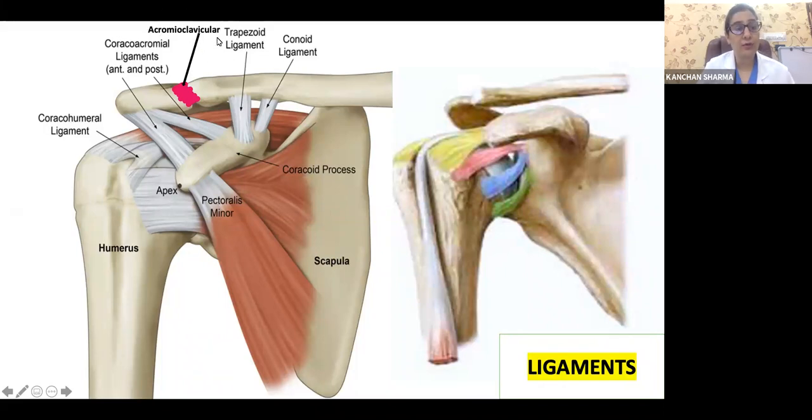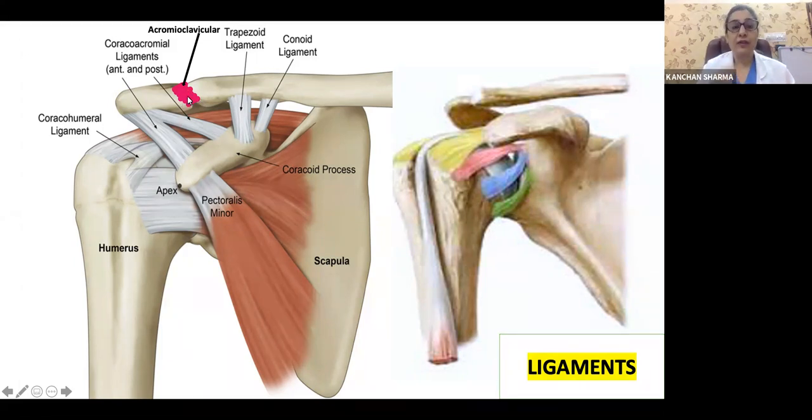One is your acromioclavicular ligament, one is your coracohumeral ligament. Because if you have a rupture of this ligament, you are going to have movement of the clavicle distant from your acromion. So that's why you should know if there is a problem with this ligament. This is not our case.